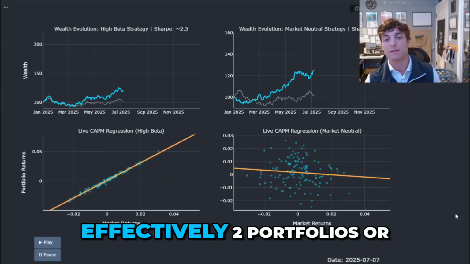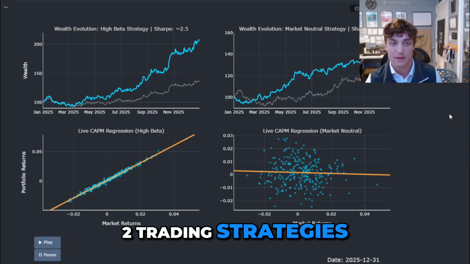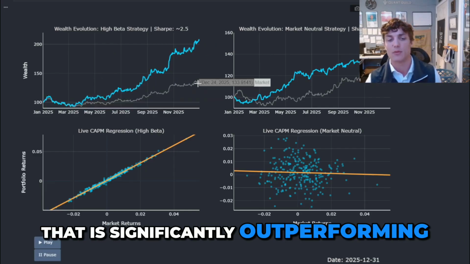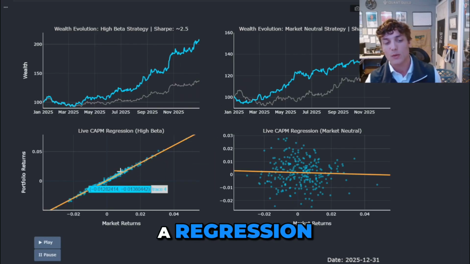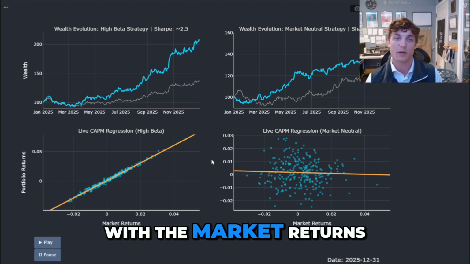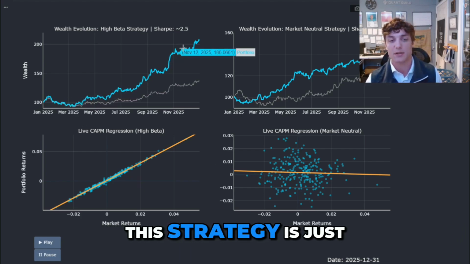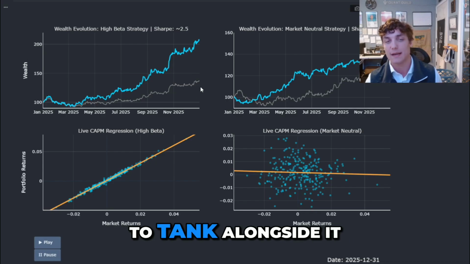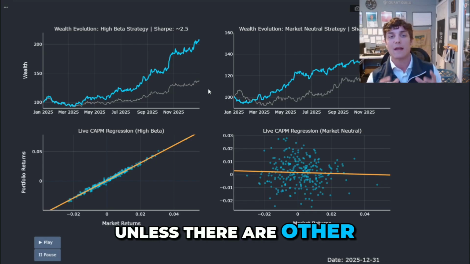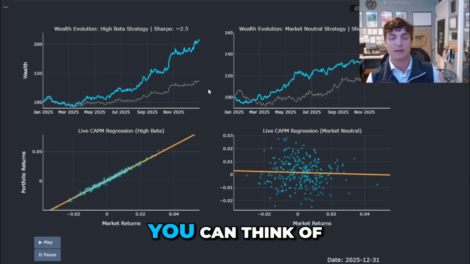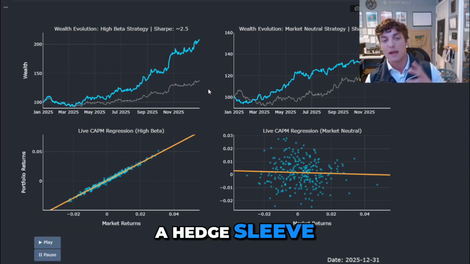So what I'm going to show you here is effectively two portfolios or two trading strategies. On the left, you can see here we have a portfolio that is significantly outperforming the market. But if we run a regression, we can see that the returns are extremely positively correlated with the market returns. What that means is this strategy is just a levered form of market exposure. If the market enters a bear cycle, this strategy is going to tank alongside it unless there are other physically uncorrelated reasons for it to outperform. You can think of a hedge leg, you can think of a hedge sleeve, the list goes on.